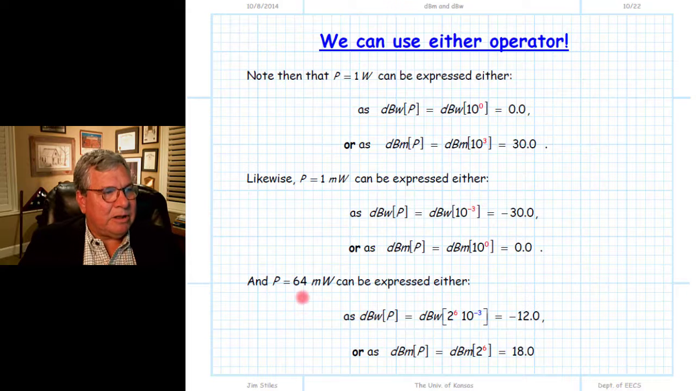Let's say we take a power equal to 64 milliwatts. With the dBw operator, we get a value of minus 12. If we apply the dBm operator, we get a value of 18. Notice in each one of these cases, the value expressed with the dBm operator is precisely 30 larger than the value expressed with the dBw operator. 30 is 30 to 0, or 0 up to 30, minus 30 up to 0, minus 12 up to 18.